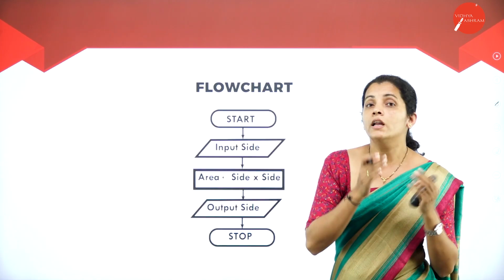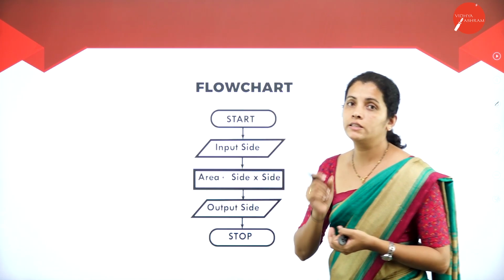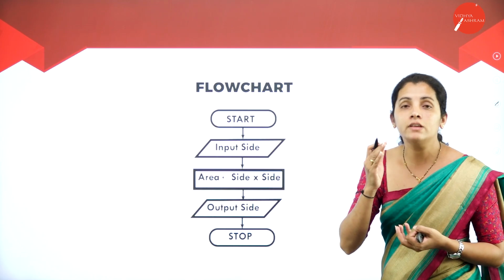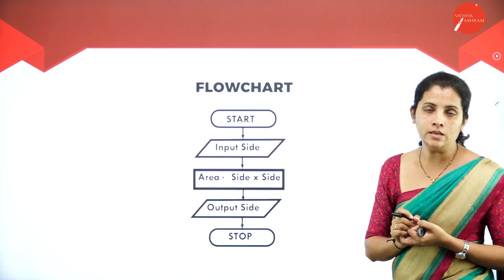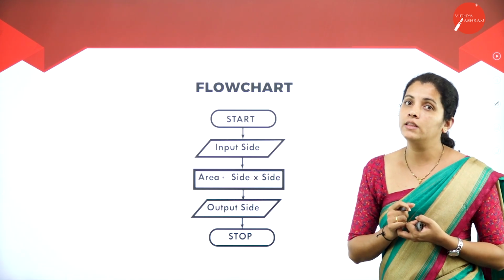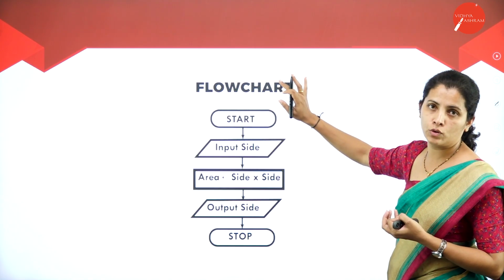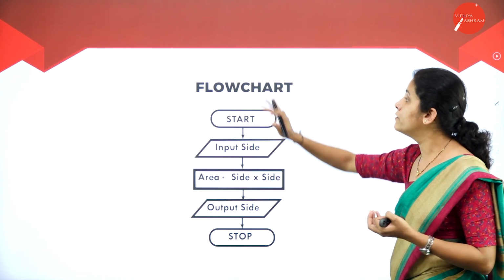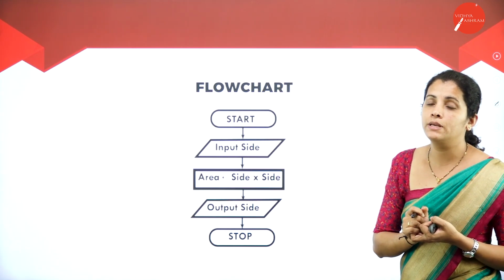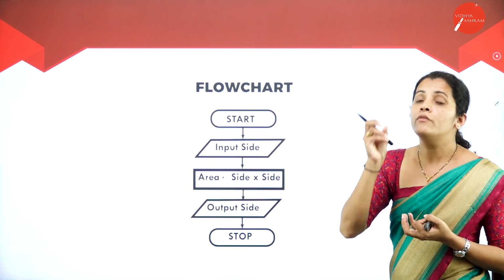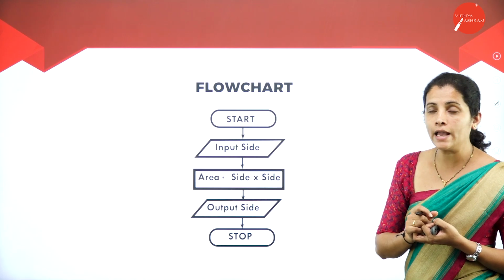Moving further, now I'm going to convert my algorithm into a flowchart. That means at the beginning, whatever the problem I'm going to have, first I'm going to write the algorithm. Once I'm done with the algorithm, what is my next step? That is, I'm going to write the flowchart. Once I'm done with the flowchart, what is my next step? That is implementation. That means I'm going to write the code for the particular problem by using any programming language.